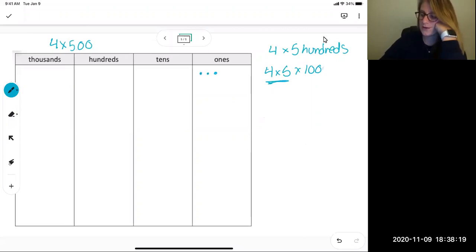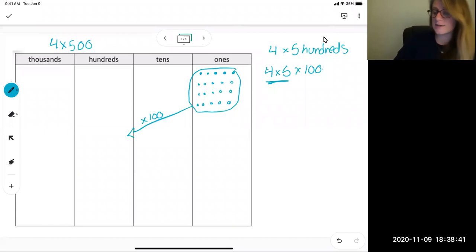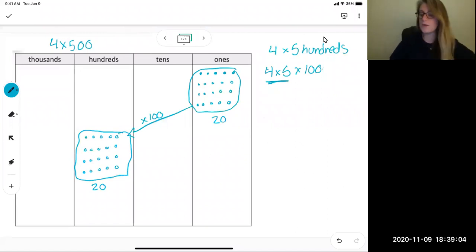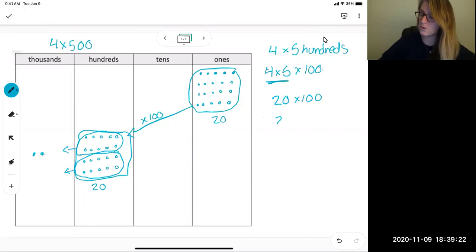So I'm going to do 4 groups of 5, 4 rows of 5. We're going to take that and multiply that by 100, so we're going to move over 2 places. So 4 times 5 is 20. So we went from 20 ones to 20 hundreds. We know we have 2 groups of 10 that could both move to the thousands place, so we end up with 2 thousands. 4 times 5 is 20, times 100 is equal to 2,000.